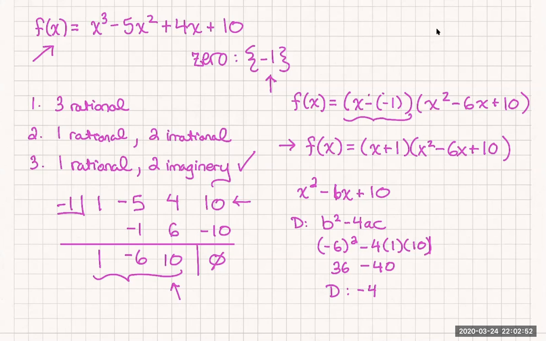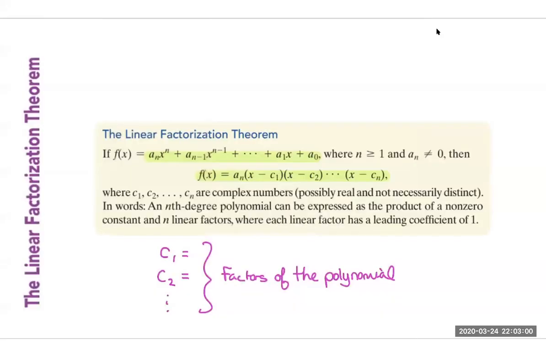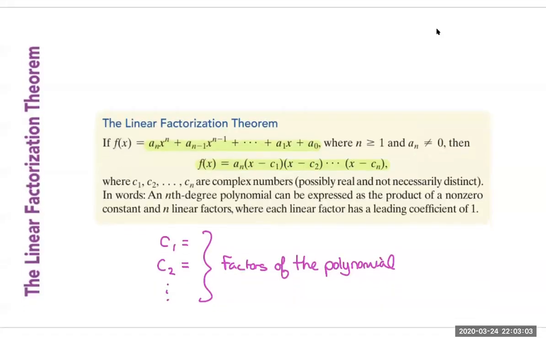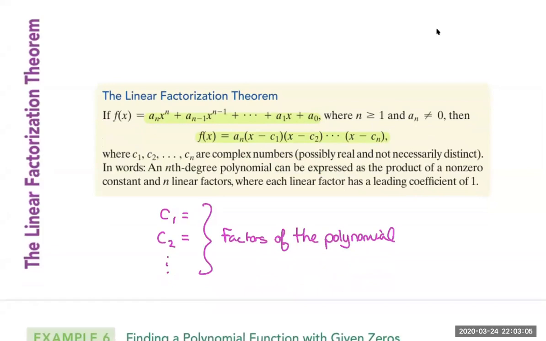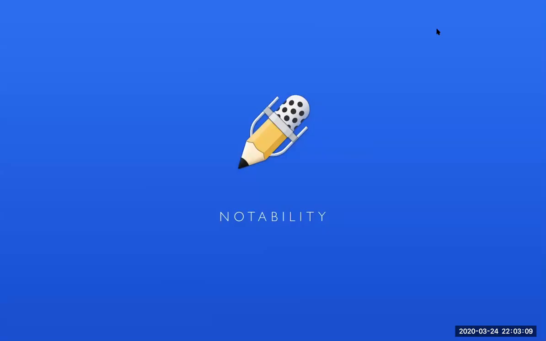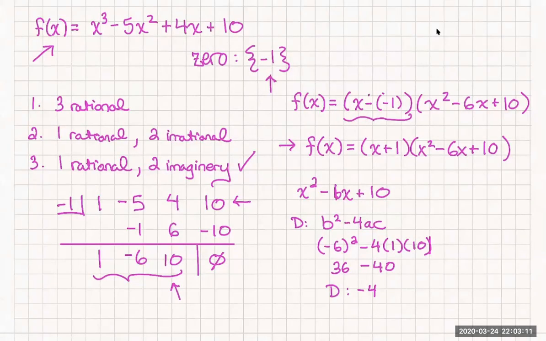So, take-home point: when you find rational zeros, you plug them in for c into this formula. And if you have imaginary or irrational zeros, or unfactorable quadratics, you just leave them the way they are. So this is this polynomial written as linear factors and irreducible quadratics.